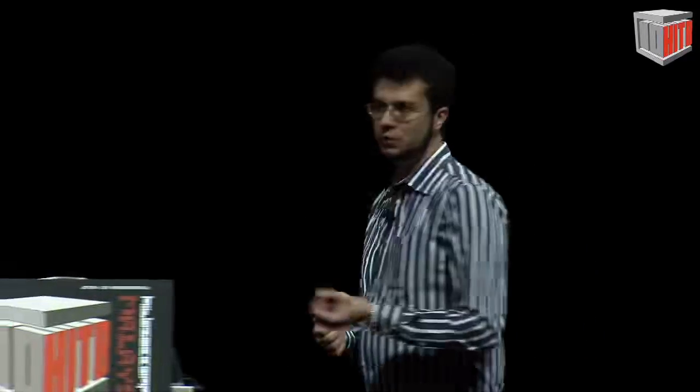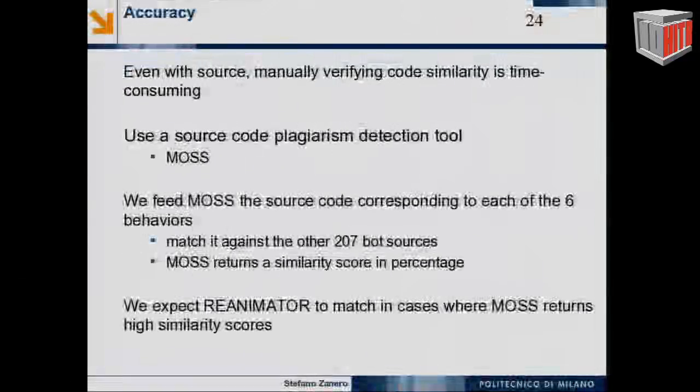Then, of course, manually verifying code similarity would have been very time-consuming, so we took a shortcut. We used MOSS, which is a well-known plagiarism detection tool. If you have been through university recently, or if you are a university instructor, this is cool. You can check code for plagiarism among your student submissions. So we fed MOSS with the source code corresponding to each of the 6 behaviors, and we matched it against the other 207 bots.